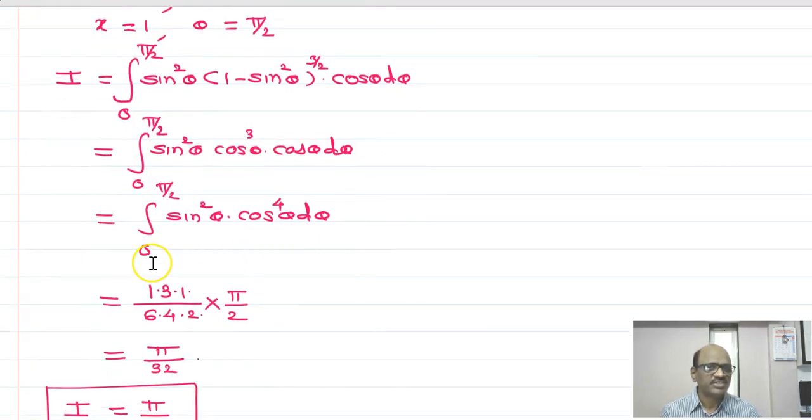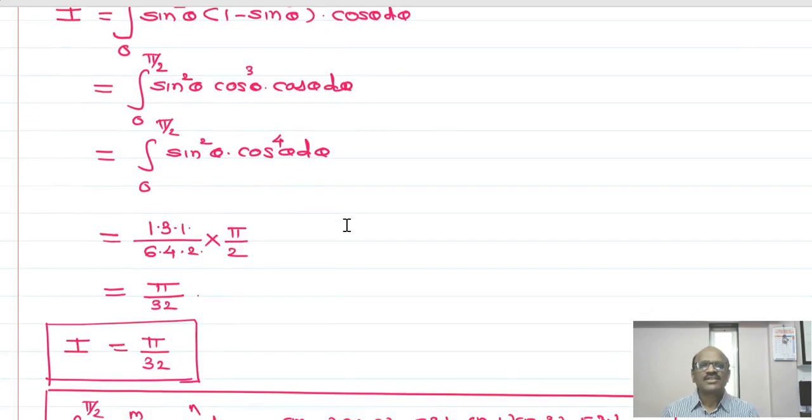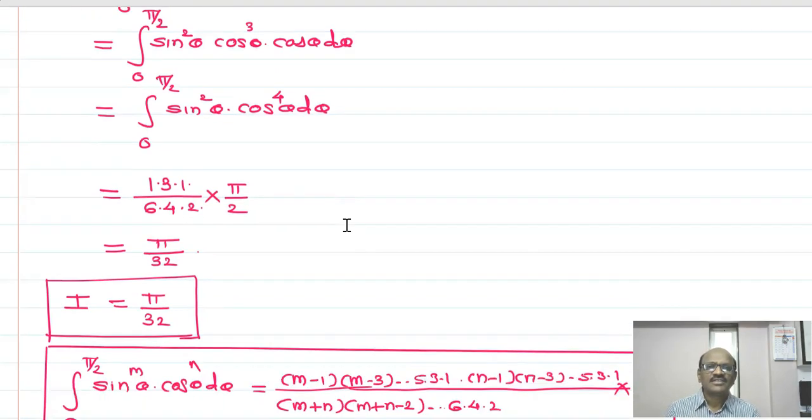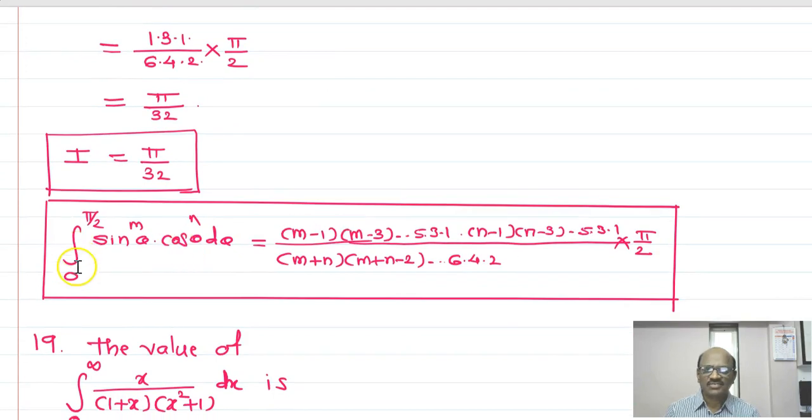And after the simplification, you are getting the integral from 0 to pi by 2 of sin squared theta cos raised to 4 theta d theta. And now this is a very important type of integral. When the powers of sin and cos theta are even, then for the definite integral, this is the formula: the integral from 0 to pi by 2 of sin theta raised to m cos theta raised to n d theta. Now you will say that this formula is not given in the textbook, but this type of formula is given in Engineering M1 and M2.